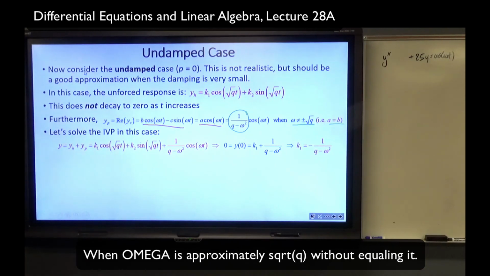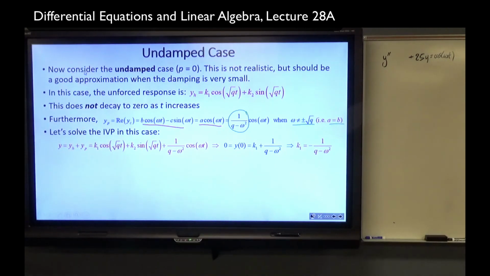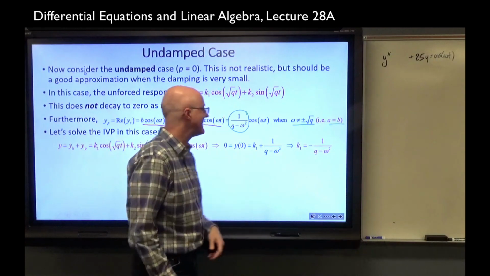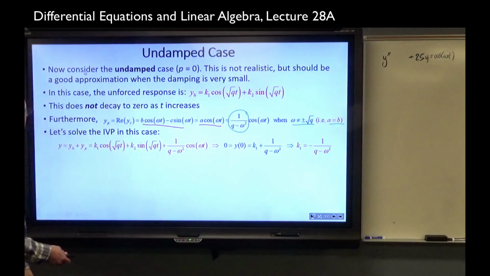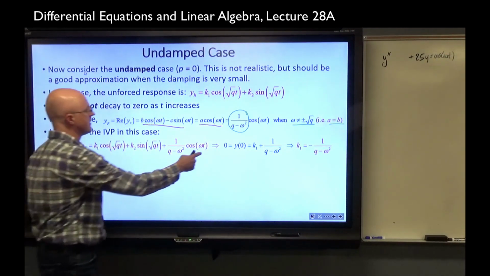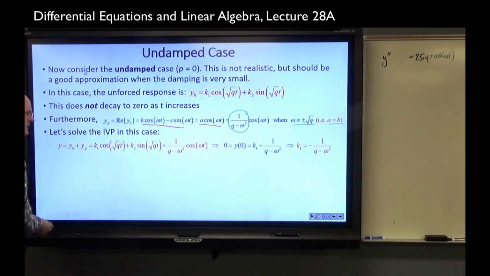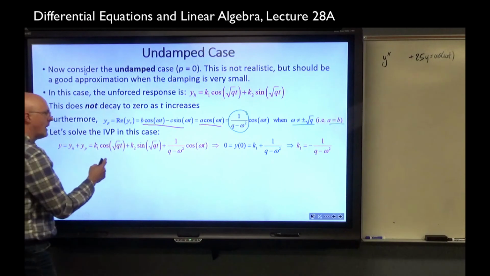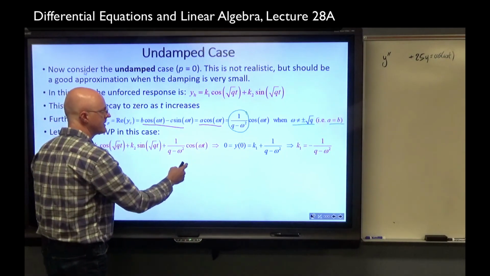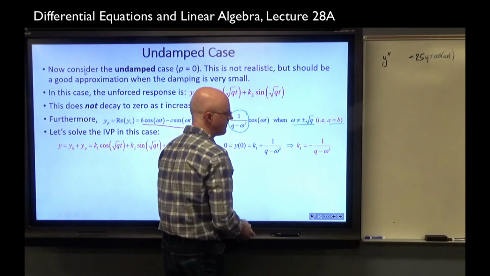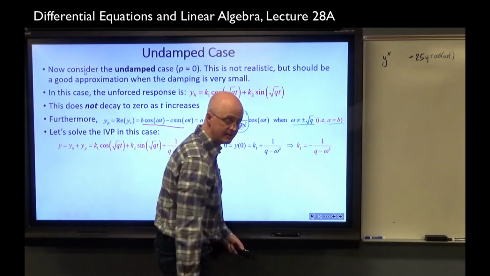So the general solution of the non-homogeneous equation, you add yh and yp, get this. We'll consider the case where omega does equal the square root of q in lecture 29a. We're trying to solve the IVP. Y of 0 is 0, plug in t equals 0, sine of 0 is 0, cosine of 0 is 1. So you get k1 plus 1 over q minus omega squared. Solve for k1, you get negative 1 over q minus omega squared. If you like, you can bring the negative sign into the bottom too.